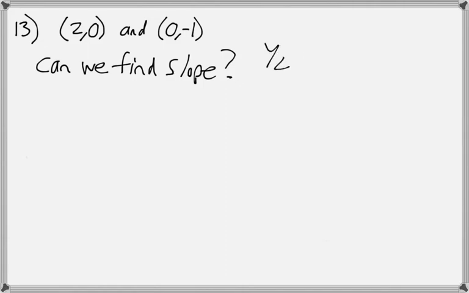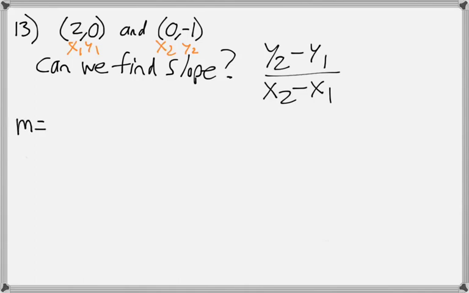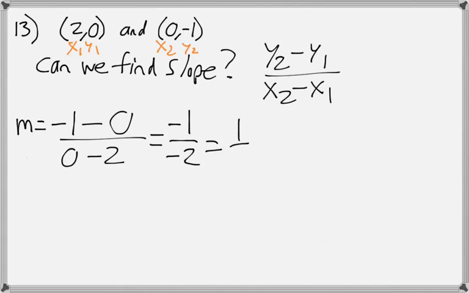So y2 minus y1 and x2 minus x1. I'm going to label my points as x1, y1, x2, y2. So if I use the slope formula, m is going to be equal to negative 1 minus 0 and 0 minus 2. So that's equal to negative 1 over negative 2, or just 1/2.